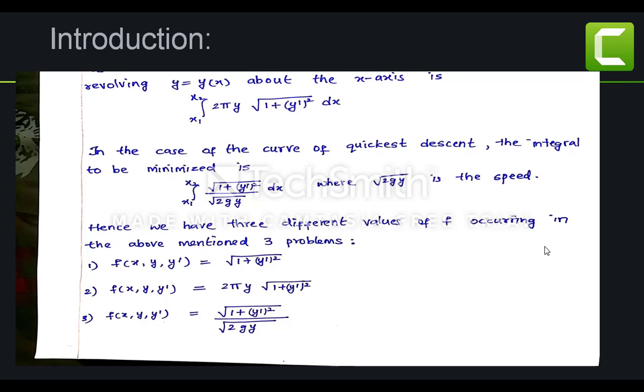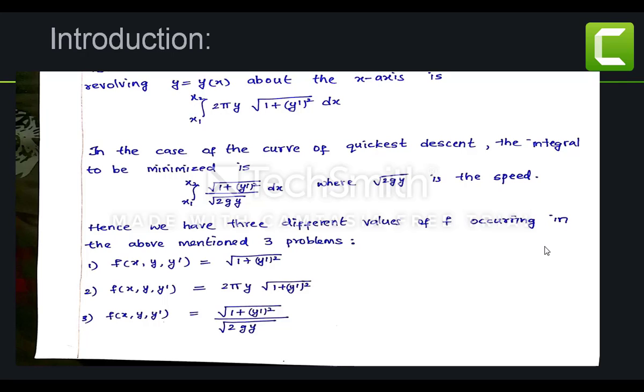Now the third case is the case of the curve of quickest descent, and the integral to be minimized here is integral x1 to x2 root of 1 plus y dash whole square whole divided by root of 2gy dx. Here root of 2gy is the speed, g is the acceleration due to gravity. Hence we have three different values of f occurring in the above mentioned three problems.